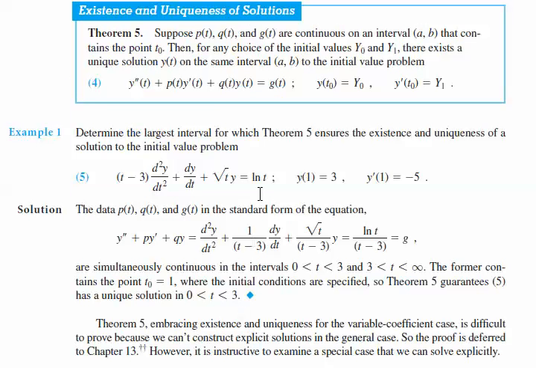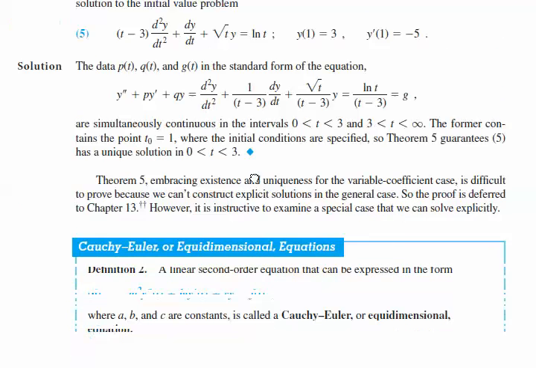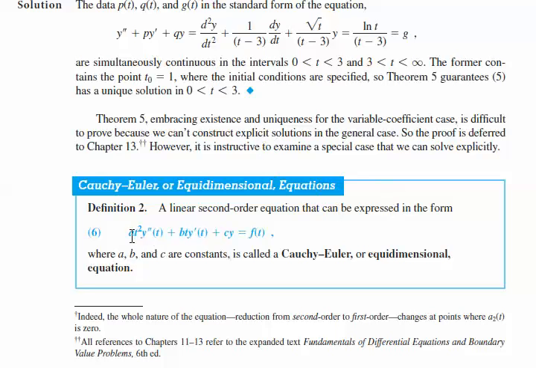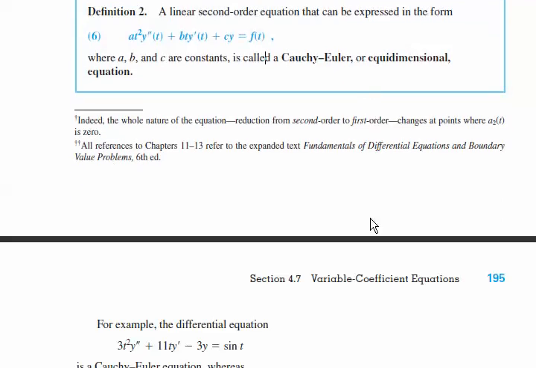Now we've been talking about the general case of p of t and q of t being coefficients to y prime. Now we're going to talk about a very specific case where the linear equation goes a t squared y double prime plus b t y prime plus c y. This is going to be called the Cauchy Euler or equidimensional equation.